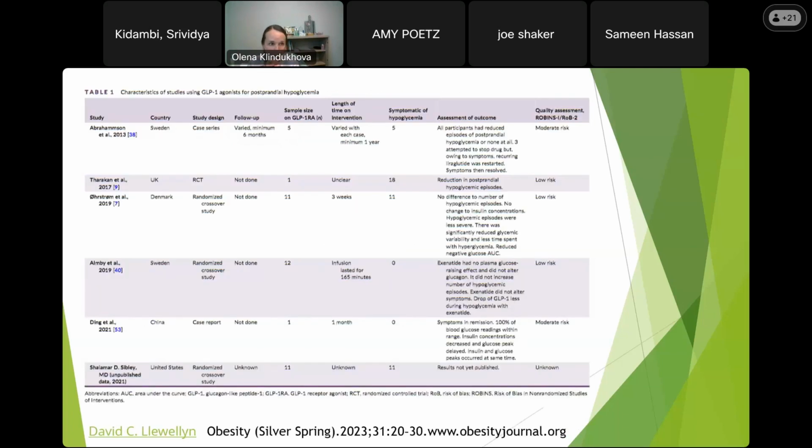So this is again the summary of this prior meta-analysis that had a very small number of patients, varying from 1 case report up to 11. But every study included in this chart showed very positive outcomes using different GLP-1 agonists.